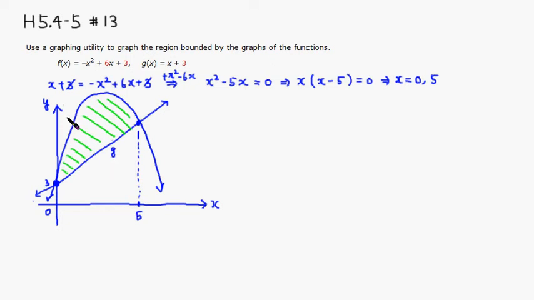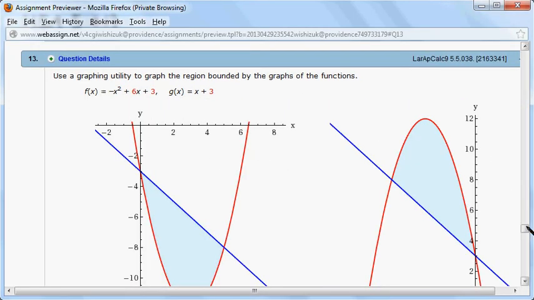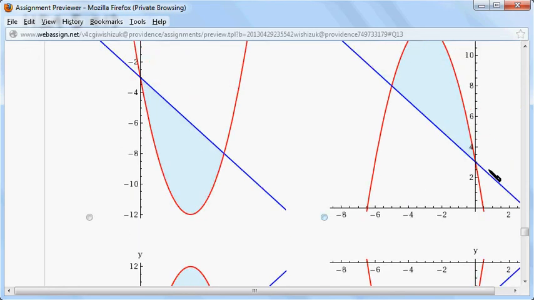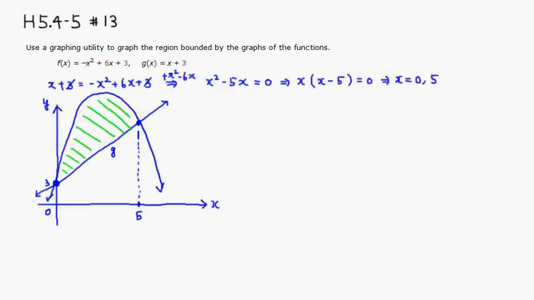So let's pick the correct picture. The first one isn't it, and the second one is not it. This one looks promising. This is definitely not. So we have that one. Now we have to find the area of the region, but I think we have everything we need.